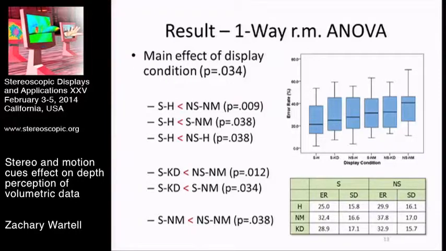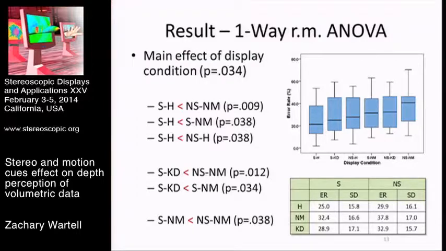We also did a one-way ANOVA repeated measures, just looking at all the conditions across. In the graph, we basically ordered them from left to right, from the least error rate to the greatest error rate. Not surprisingly, the stereo plus head tracking did better than the conditions with neither stereo nor motion, stereo only, or head tracking alone.